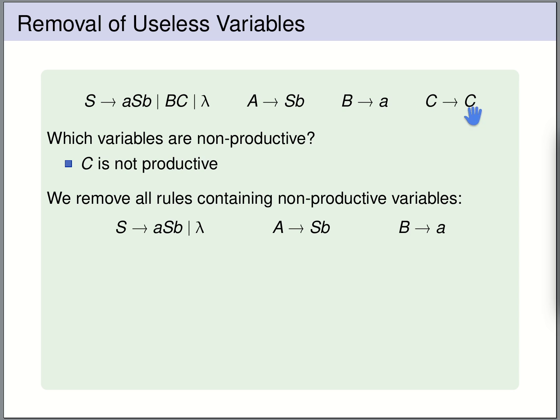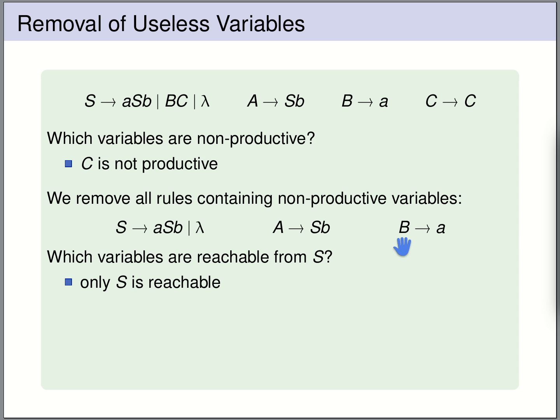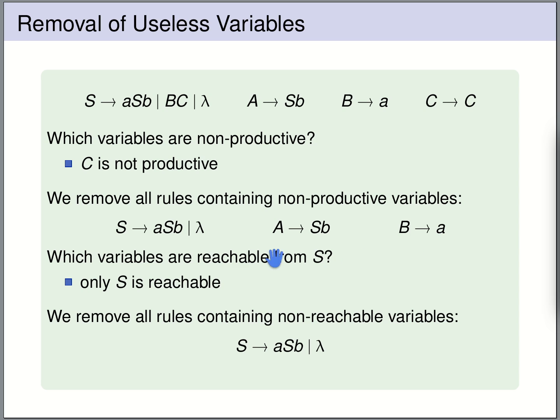We remove this rule, and we remove this rule with right-hand side BC, because this also contains a non-productive variable C. So this is our remaining grammar, and now we determine all the variables that are reachable from the starting variable S. So clearly S is reachable, and from S we can reach just S, nothing else. So neither A nor B are reachable from S. So we drop all the non-reachable variables. What remains is just the two rules for S.